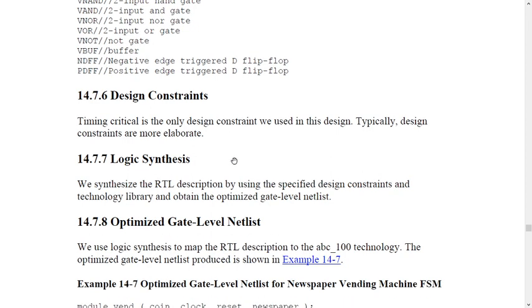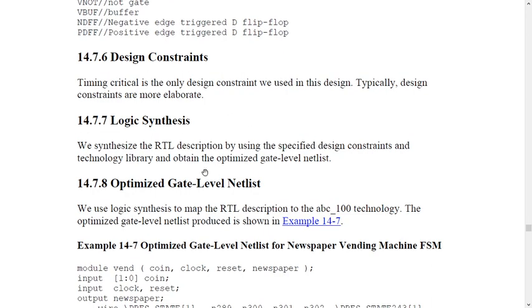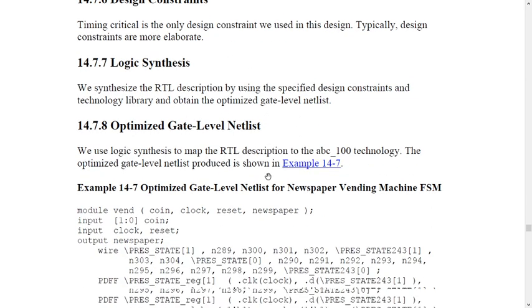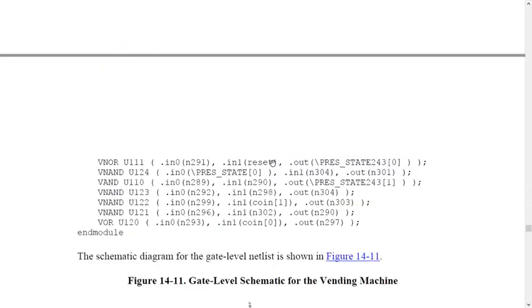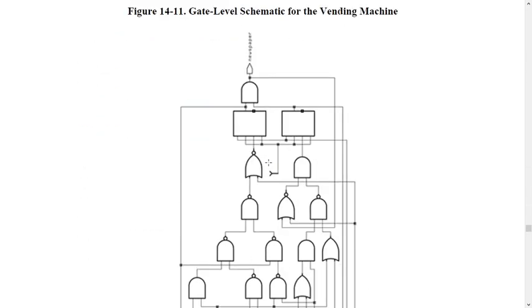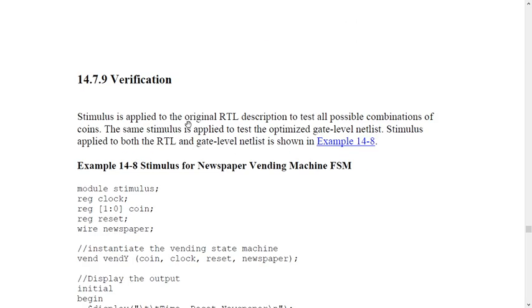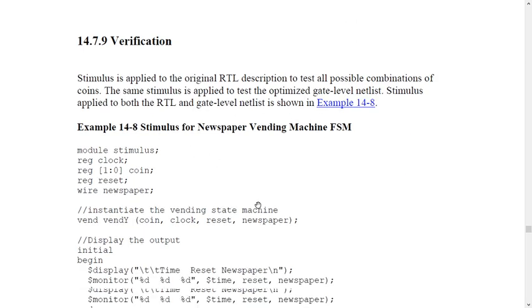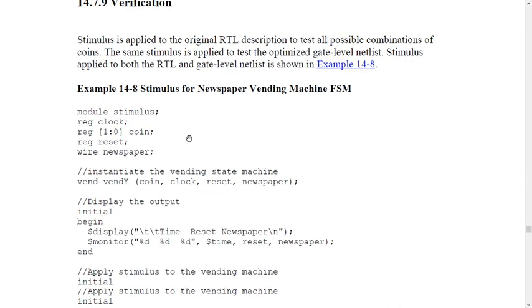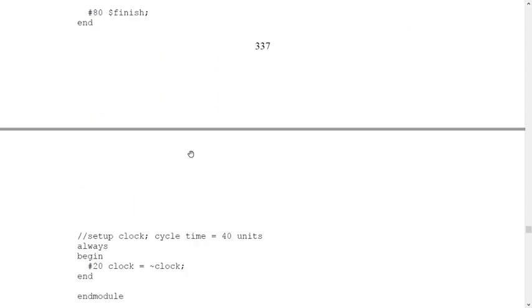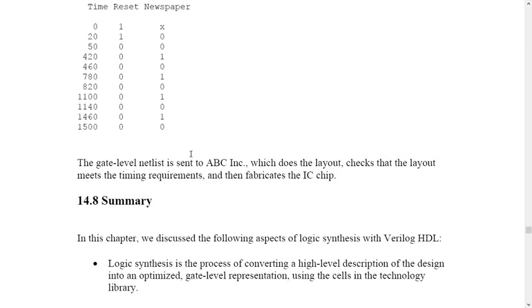Then we will have logical synthesis, where we optimize the RTL description. Then we will have the optimized gate level netlist. So this is a gate level schematic and I can do the verification as we have discussed. We have the stimulus for that. The stimulus will verify whether it works for all the combinations.